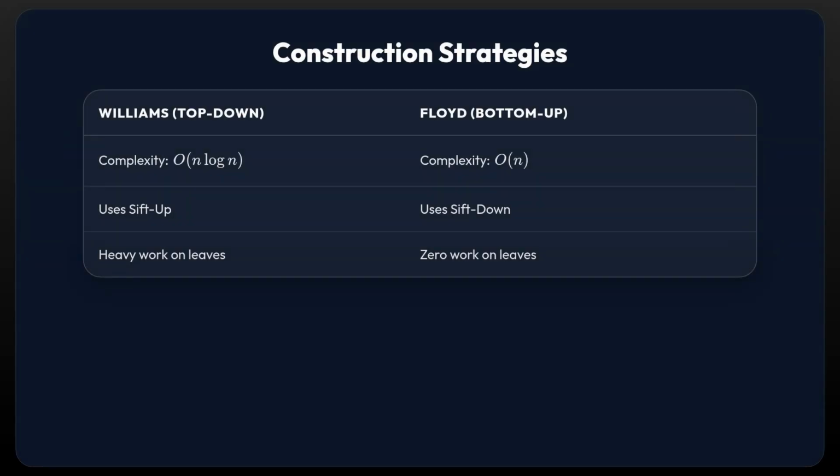How do we turn a random array into a heap? Williams originally proposed inserting elements one by one, costing n log n. However, Floyd discovered a smarter, bottom-up approach that runs in linear O(n) time.